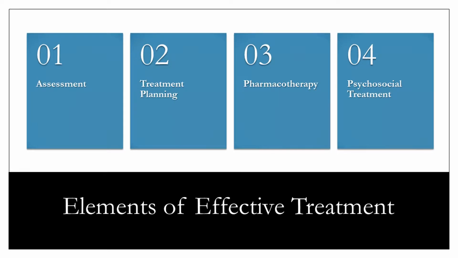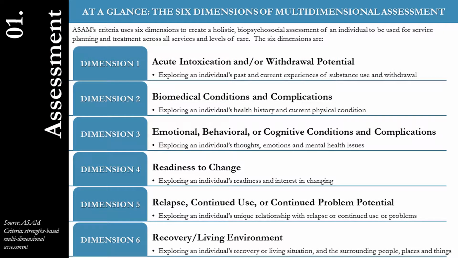And so what are the elements of effective treatment? Very simply, they include a comprehensive assessment of the patient, triaging and treatment planning, pharmacotherapy, depending on the type of substance use disorder, and psychosocial treatment. First and foremost, the assessment of the patient should be comprehensive and recognize and honor the bio, psycho, social, and spiritual aspects of care. The American Society of Addiction Medicine lists the six key components of a multidimensional assessment.